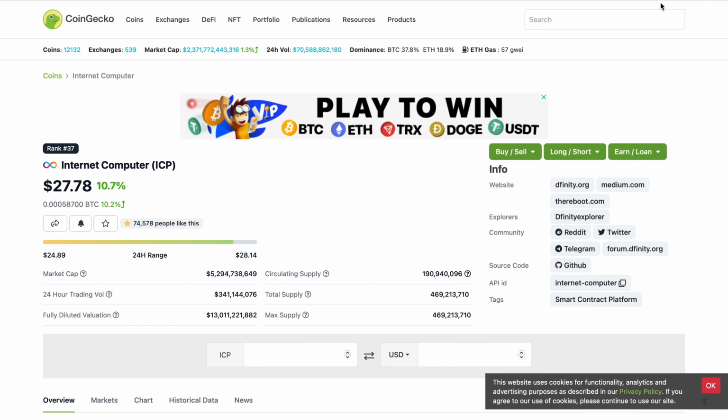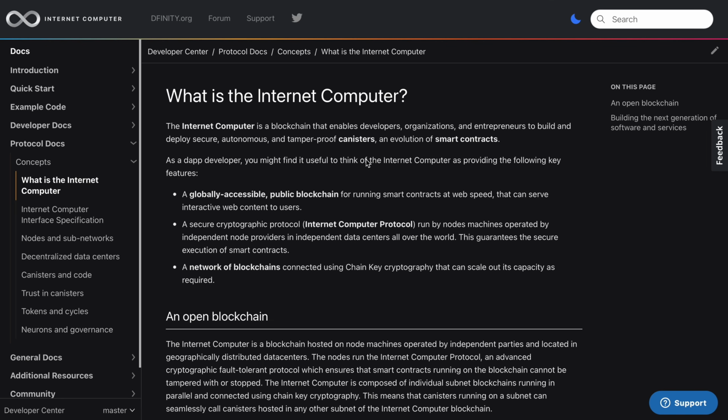Now, one thing I want to show you guys firstly is, what is the Internet Computer? When you're getting into any project, it's important to have a brief overview of what the project is. If you don't know what you're invested in, then it's hard to be around for the long term, right? It's hard to know when to exit, and it's hard to understand the full potential of the project.